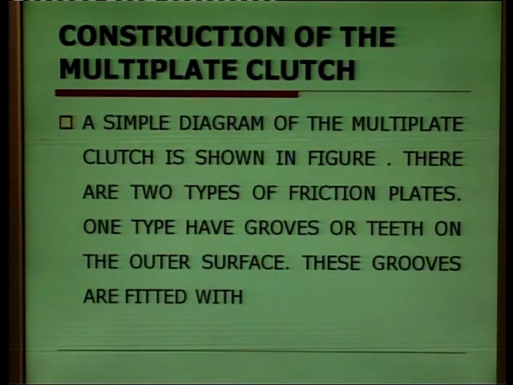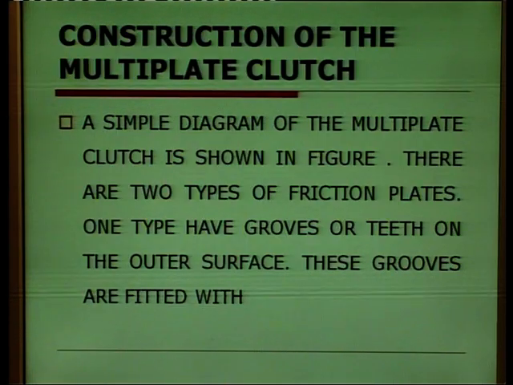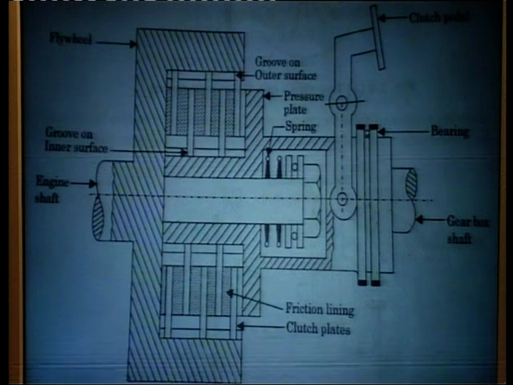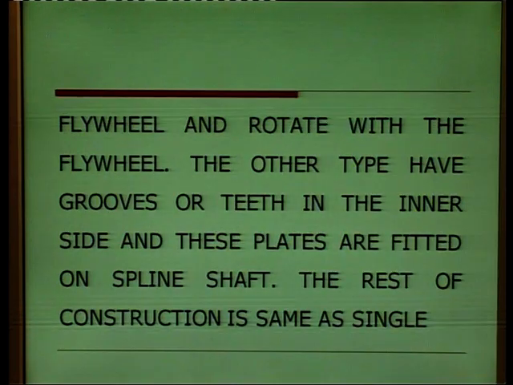And then construction of the multiplate clutch. A simple diagram of the clutch is shown in the figure on the next page. There are two types of friction plates. One type has grooves or teeth on the outer surfaces. These grooves are fitted with the flywheel and rotate with the flywheel.